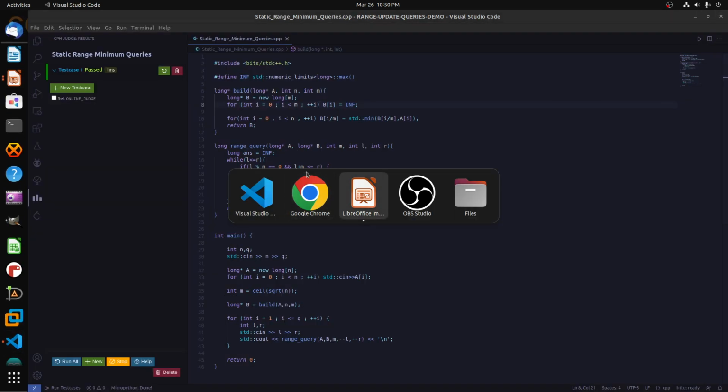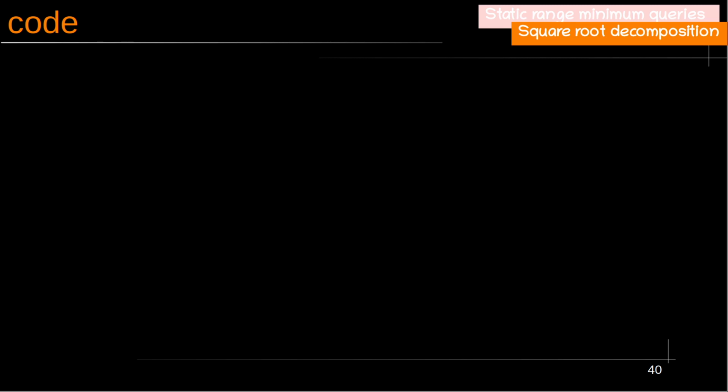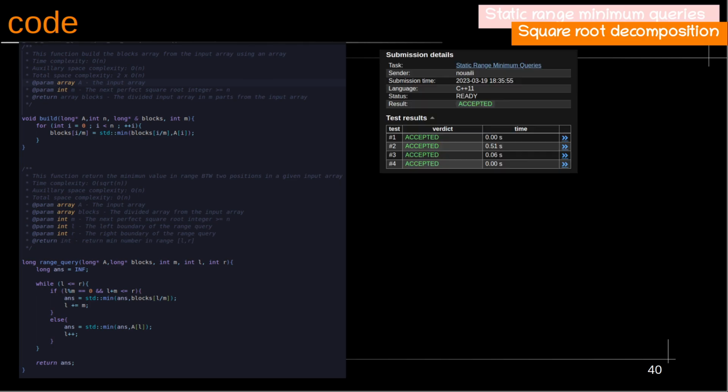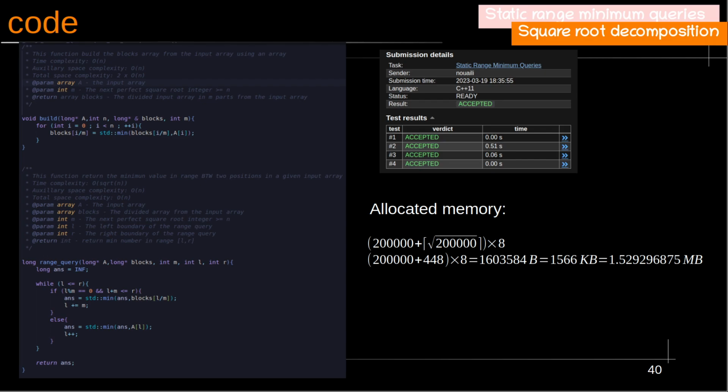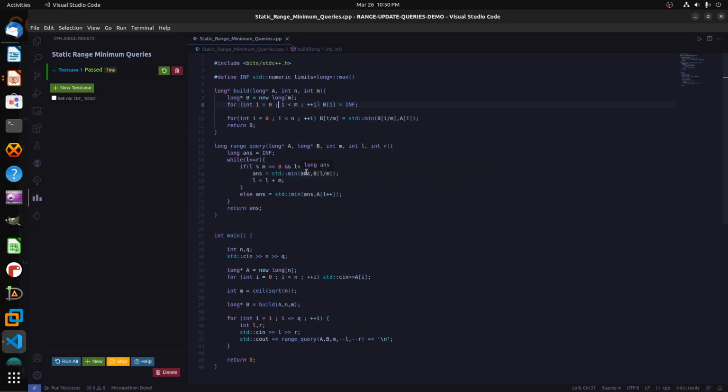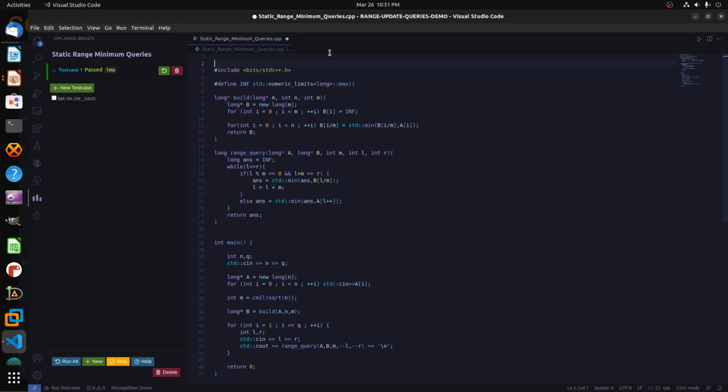Using the square root decomposition technique, the test is passed, as you see. What about the memory here? The memory is the space complexity of this code. The space complexity is big O of square root n for the blocks array, and O(n) for the original array.